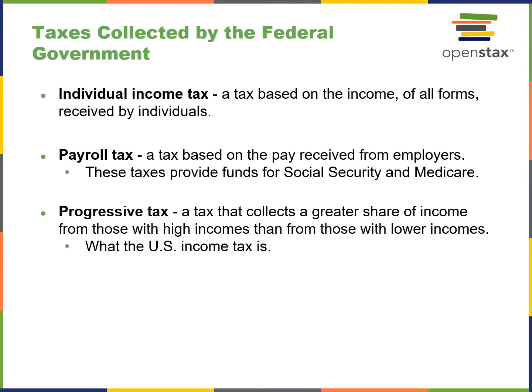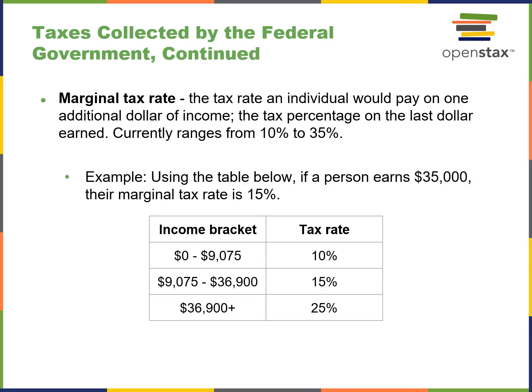Taxes collected by the federal government. These are things you're all familiar with probably. Individual income tax, your 1040. Payroll tax, which is your Social Security and Medicare, it's taken out. Also, progressive tax, a greater share of income from those who have higher incomes as opposed to those with lower, and that is what the U.S. income tax is. It's a marginal tax rate, and it can go anywhere from 10 to 35%.